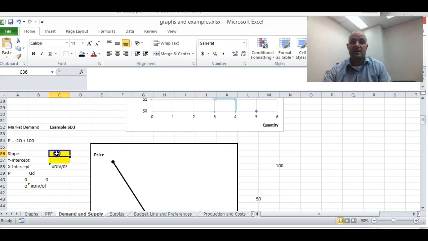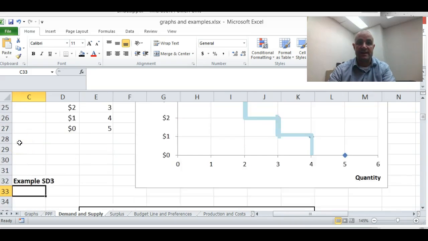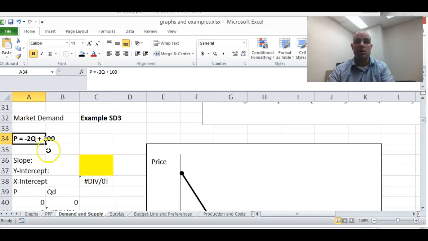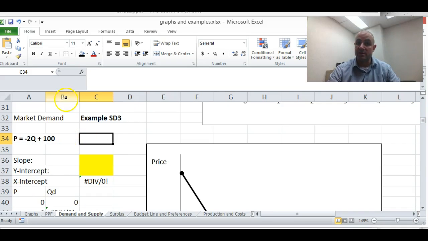So what does that look like? Let's say that our demand curve, which is given here, is price equals minus 2Q plus 100. So it's saying the price of the good is equal to minus 2 times quantity demanded plus 100. Now again, that law of demand is going to show that inverse relationship between price and quantity. And so minus 2, that minus there says that as quantity demanded goes up, price goes down, and vice versa.